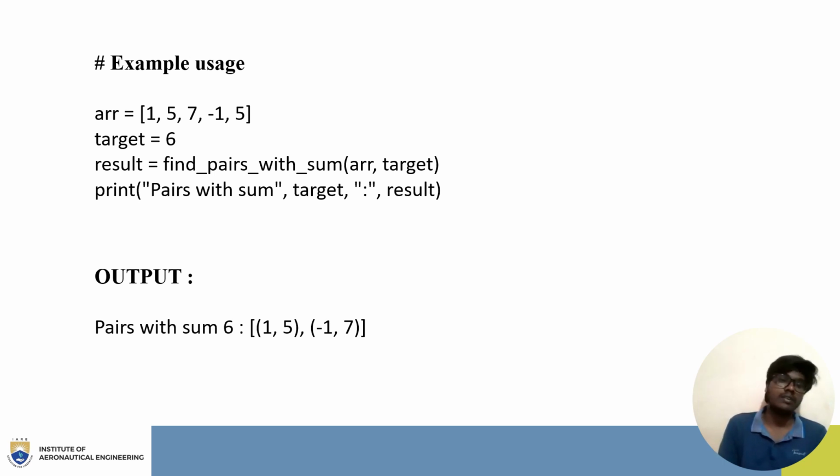Here we have got the output, pairs with sum, which is our target, and here the target is 6, and the solution is (1, 5) and (-1, 7). By adding 1 and 5 we get 6, and also adding -1 and 7 we get 6. So we are finding these pairs which give the target by using the Python code.